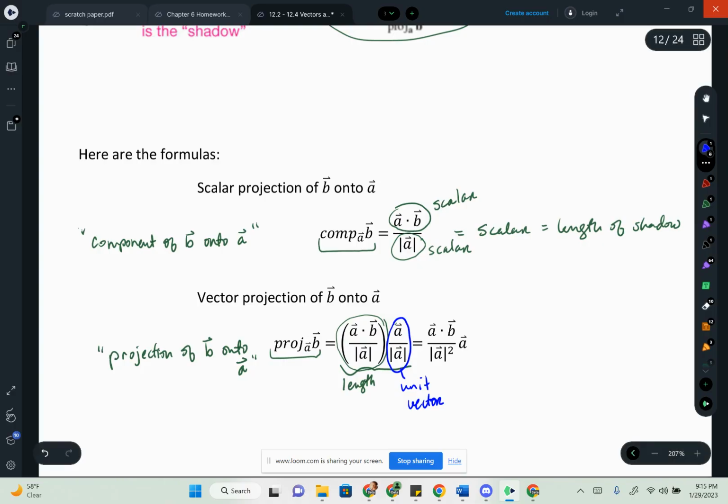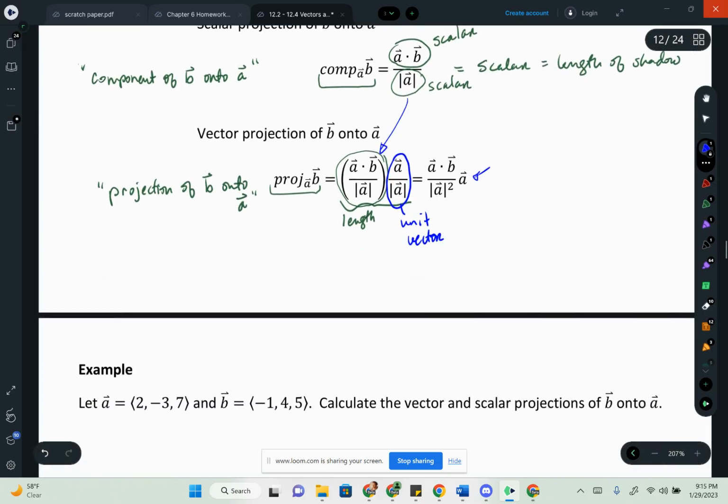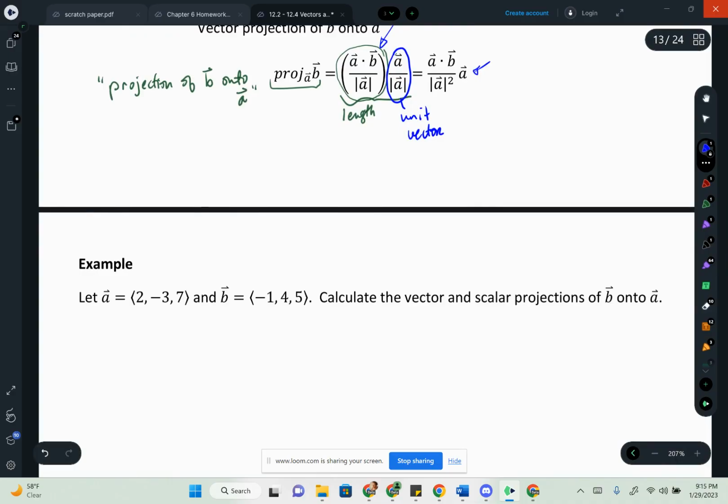Okay, and then in short, we have this final version for our calculation. But notice that if you're asked to calculate both scalar and vector projections, once you calculate the scalar projection, you can just plop it into the vector projection, find your unit vector, and then multiply them, and you're done. So let's see how that's done. We have the same two vectors, A, 2, -3, and 7, and B, which is -1, 4, 5, and we're asked to calculate the vector and scalar projections of B onto A.